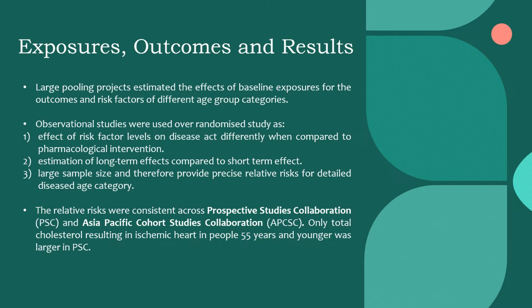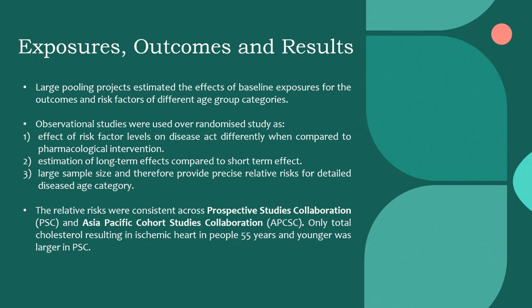randomized trials were used to support the evidence on the presence of causal effects from observational studies. Additionally, an alternative exposure distribution called the theoretical minimum risk exposure distribution, which is commonly known as TMRED, was used to measure the effects of the risk factors.